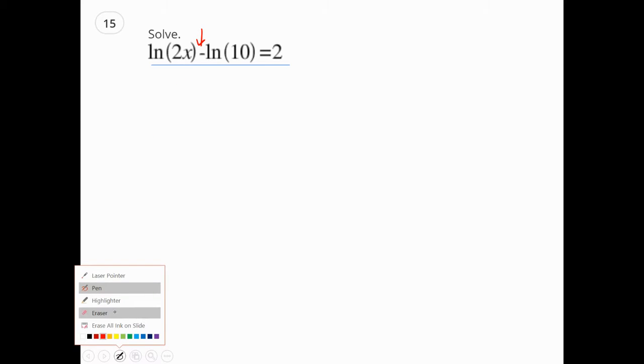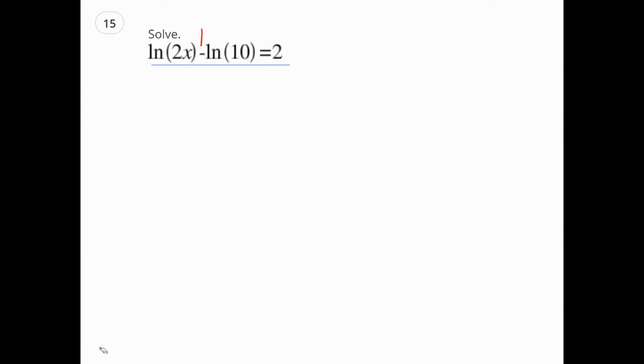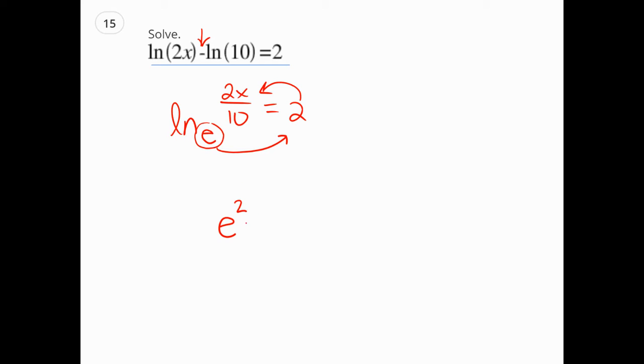Remember, if it's addition, you're going to be doing multiplication. But this one's subtraction, so we're going to divide. I'm going to condense this to natural log. I'm going to write in the base e, and I have 2x over 10 equals 2. Part of my reason for doing that is as I jump into the next step, I'm going to swirly to get rid of that natural log. So I have e squared, so base for the exponent, and then 2x divided by 10.